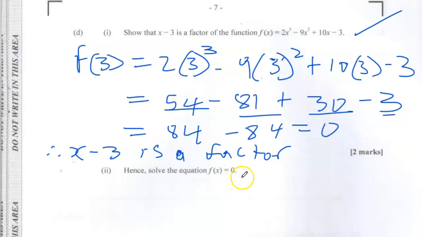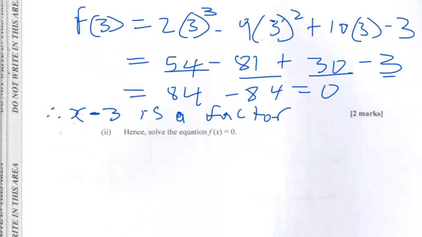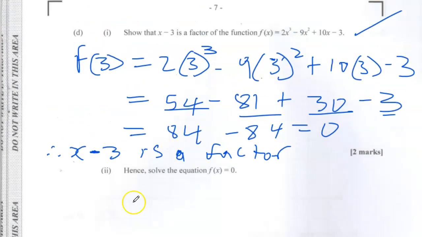Hence, solve f of x equals 0. So we know one factor, that means we can divide to get the other factor. Alright, so to get the other factor, we'll divide. You can do long division or synthetic. Let me do synthetic division.